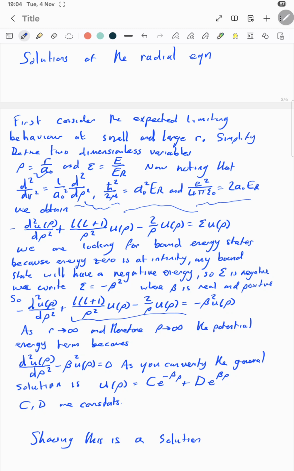Now as r goes to infinity, therefore rho goes to infinity, the potential energy term becomes this here. And this you should recognize as a standard differential equation, so it has very straightforward solutions. I'll go through a whole lecture series properly on differential equations because I think that's probably the most important thing that underpins all of this, and I'll put a lot more time into that. And I'll walk through it step by step, unlike these that are written down in advance. But anyway, the general solution here is given here, where C and D as always are constants.